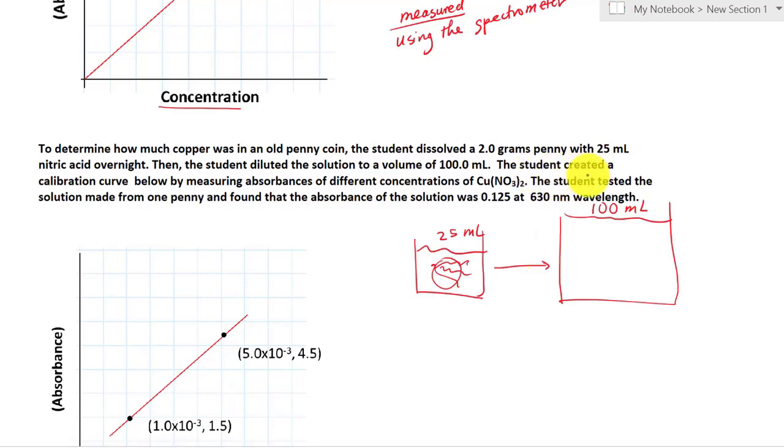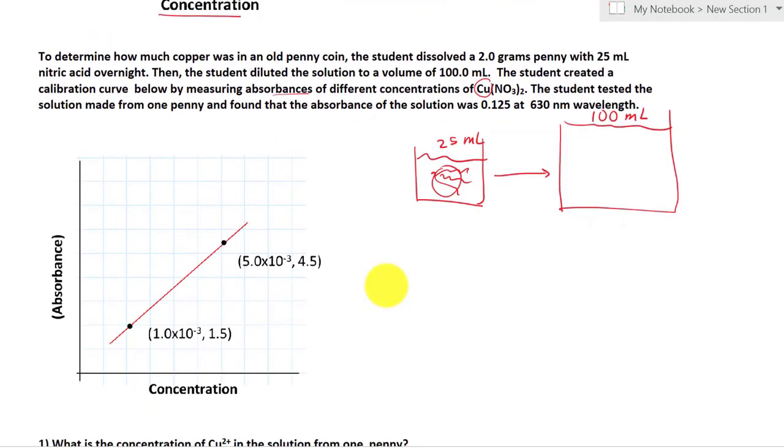Let's continue. The student created a calibration curve, okay? Below is the calibration curve, made by measuring absorbances of different concentrations of copper nitrate. Notice how the copper is the same copper as in the penny. And we can control the concentration of copper nitrate to whichever we want. And that's how we create this calibration curve. The student tested the solution made from 1 penny. This is the one that's being tested, okay? And found that the absorbance of the solution was 0.125 at the wavelength of 630 nanometers.